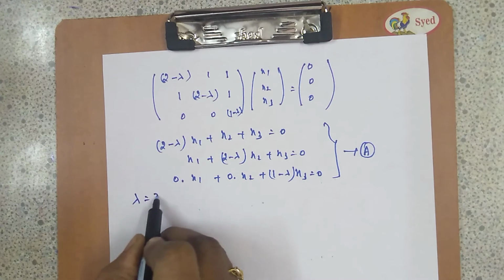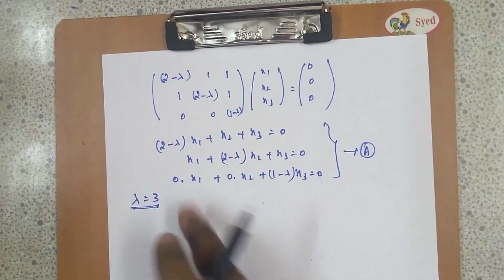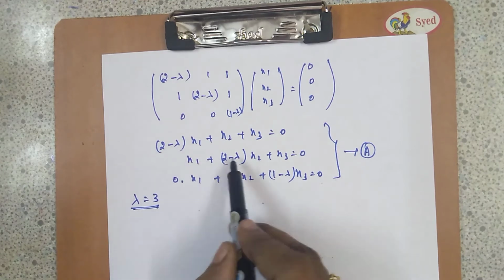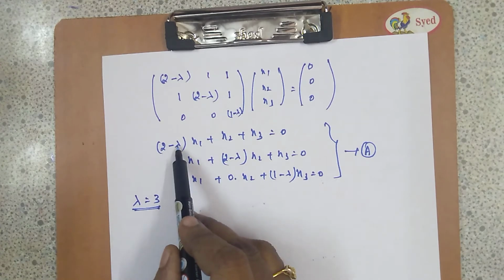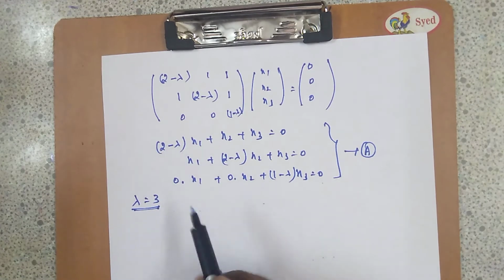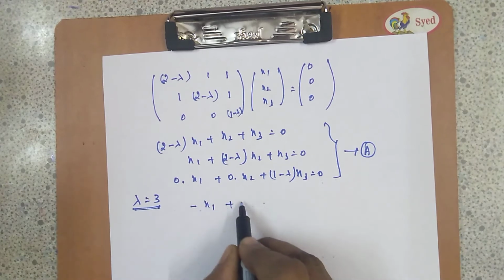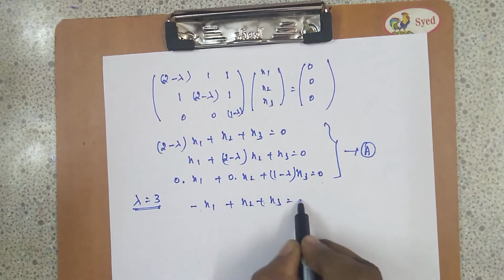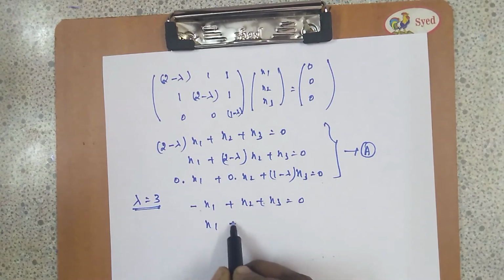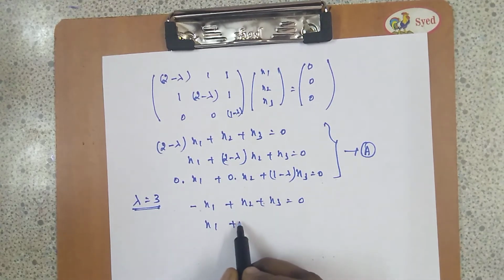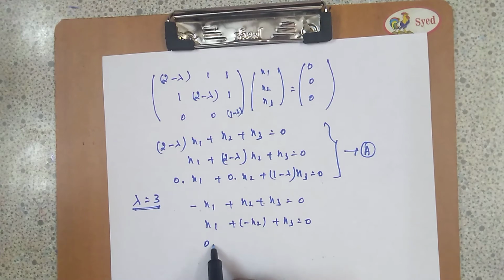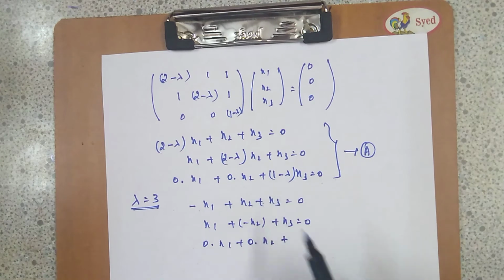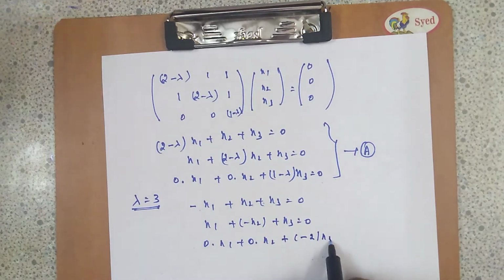First we will take the different eigenvalue, that is lambda equal to 3. So here we substitute lambda equal to 3, here also 3, here also 3, and the remaining places as they are. Lambda 3 means 2 minus 3, that is minus x1. So the equation becomes minus x1 plus x2 plus x3 equal to 0, and then x1 plus (2 minus 3), that is minus x2, plus x3 equal to 0. The last one: 0 times x1 plus 0 times x2 plus (1 minus 3), that is minus 2 x3, equal to 0.